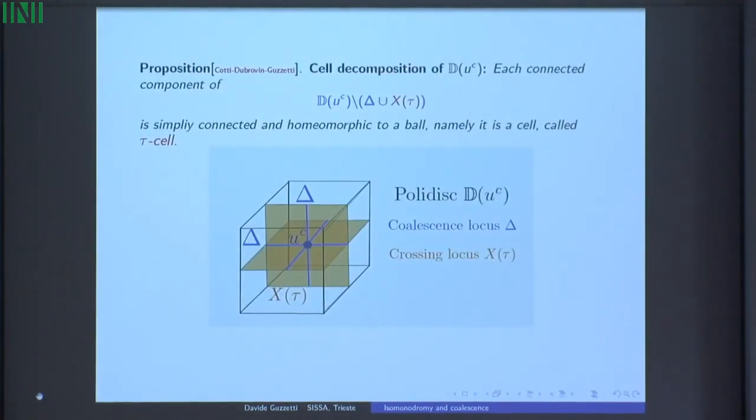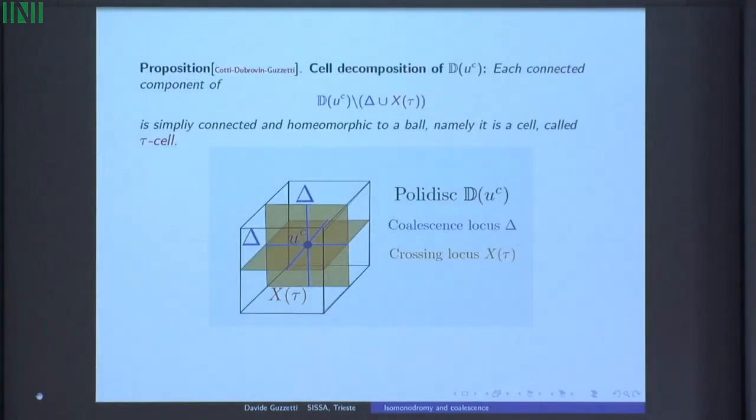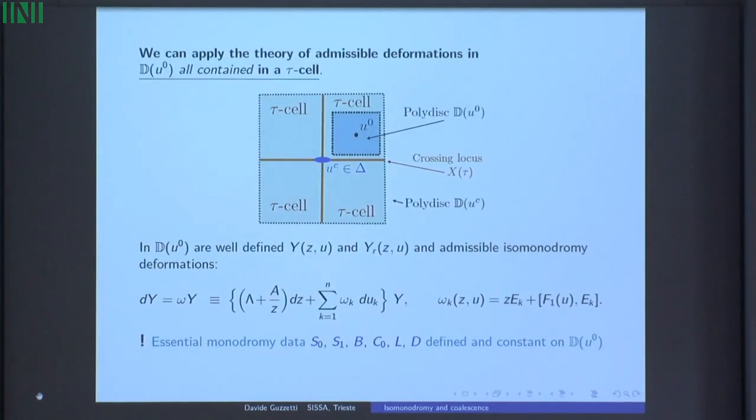Now, what can we do in order to work with this? Of course, we cannot define a Stokes phenomenon properly because we have this crossing of Stokes rays. By the way, I didn't say, each of these cells I will call tau cells because they depend on the choice of the admissible direction. So the only thing we can do is, first of all, look at one cell. In this case, we have no coalescence inside one cell.